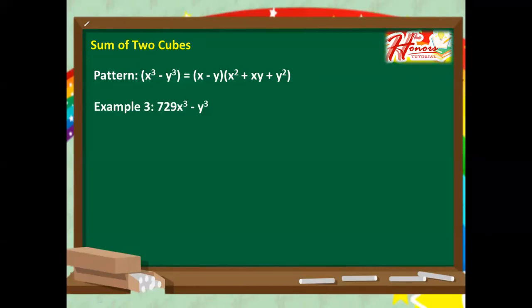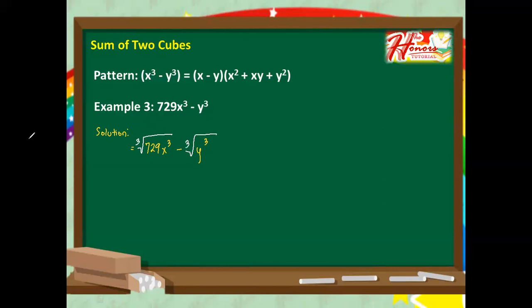I will be writing the solution here. And then let's have the given: 729x cubed minus y cubed. For us to determine what x and y are, we have to get the cube root of each term. So let's have the cube root of 729x cubed and the cube root, of course, of y cubed.